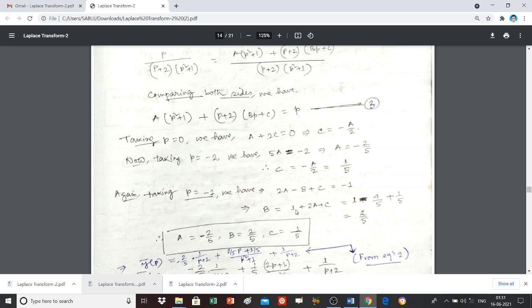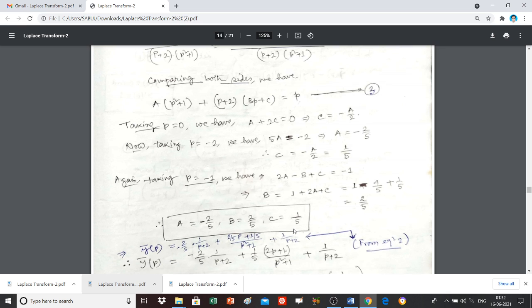And from here b is equal to 1 plus 2a plus c. Just use the values of a and c: 2a means 4 by 5 and c means 1 by 5. Calculating this gives 2 by 5. So all the values of a, b and c are calculated: a is equal to minus 2 by 5, b is equal to 2 by 5, and c is equal to 1 by 5.